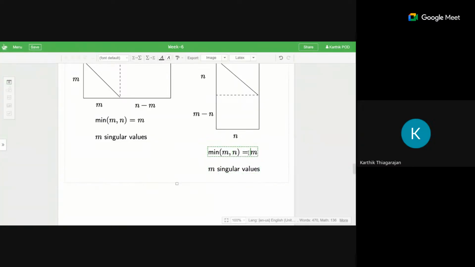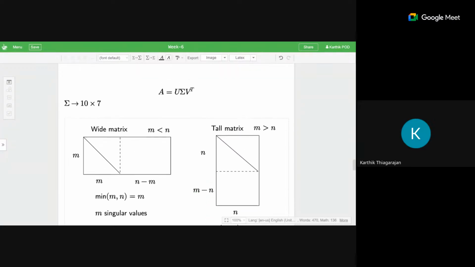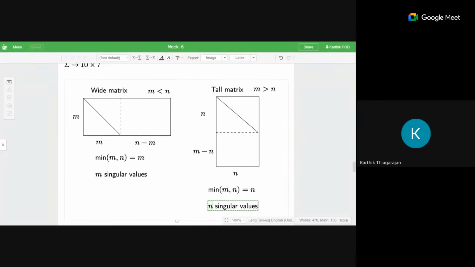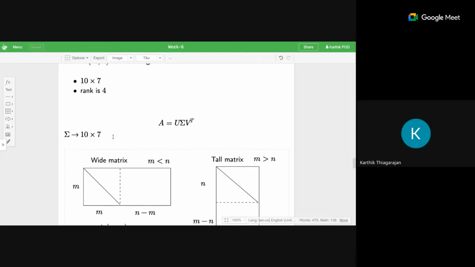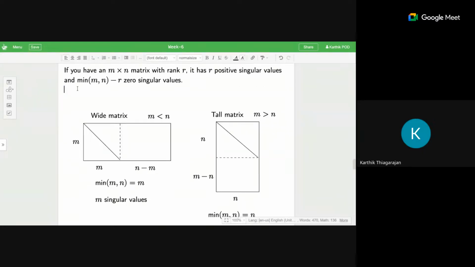So this will be N singular values. In either case, it will be the minimum of M comma N. For a wide matrix, it will go all the way till the last row. For a tall matrix, it will go all the way till the last column. That is what we have.